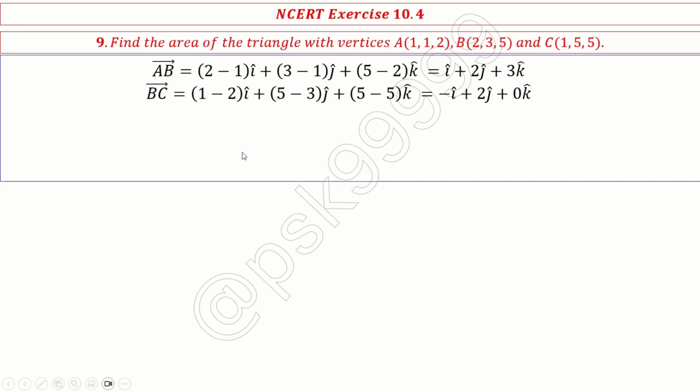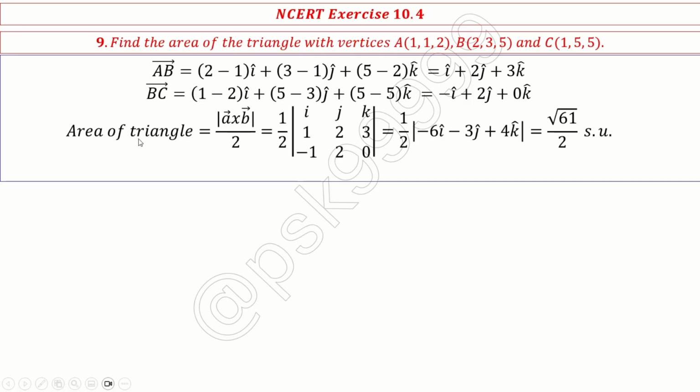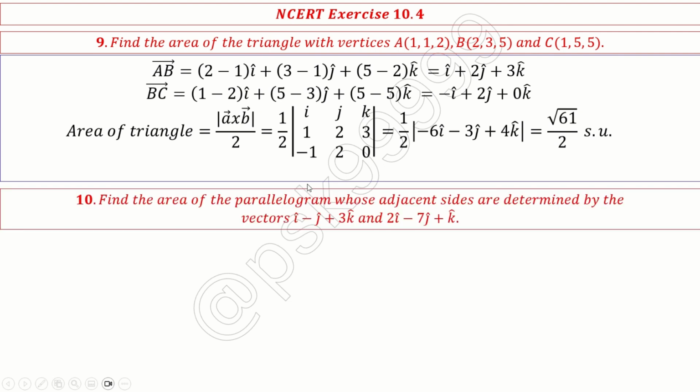Correct? Half into cross product of two sides. So, any two sides, that is okay. So, cross product of any two sides, and then you take the magnitude of it, right? So, magnitude of cross product by 2. So, that I'll get 1 by 2, and matrix form if I write, what I'll get is the square root of 61 by 2. These are the square units. This is the area of the triangle.